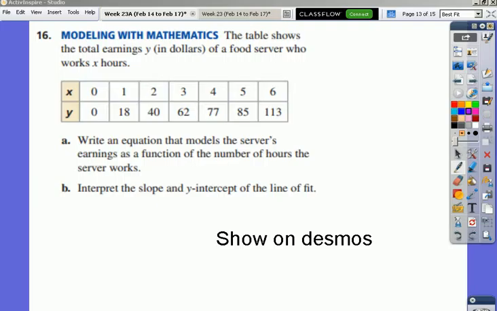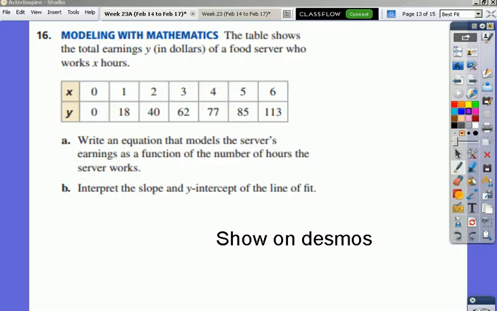What does x represent again? The number of hours that your food server works, right? What does y represent? The number of dollars that you make, right? The earnings that you make as a server, correct?